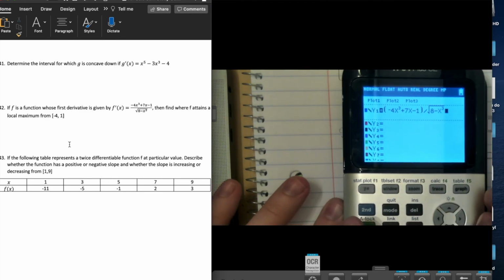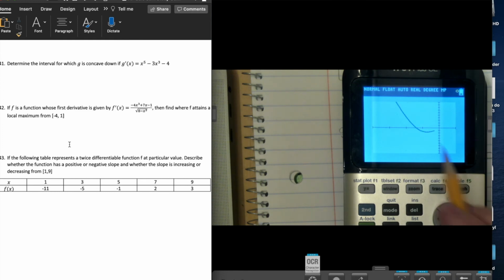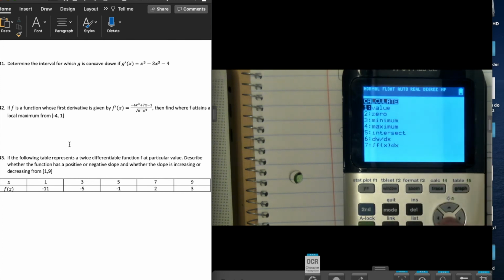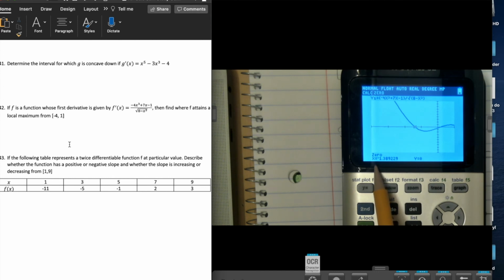Now notice it only wants this from -4 to 1, so I'm going to change my x window from -4 to 1, so I don't need to see anything else that would possibly confuse me. So where does this change from positive to negative? Right there. And that's it. So let's find that one point. Let's calculate that 0. The left of 0 is right there. The right of that 0 is right there. And so that means -1.389 is my answer.